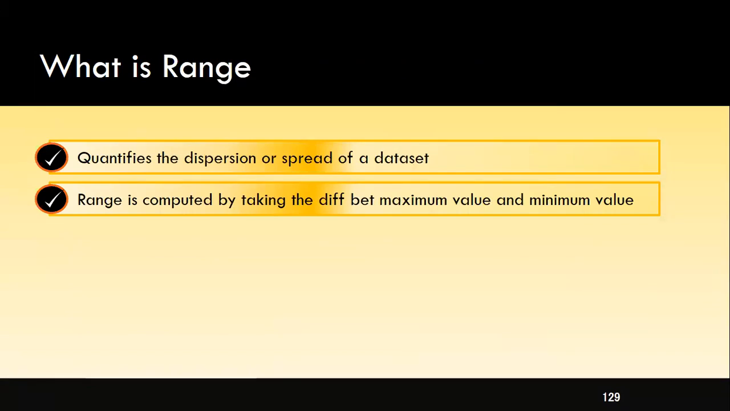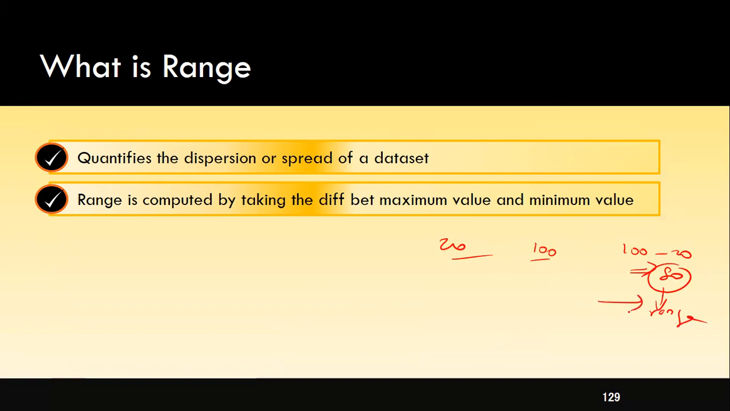We can compute the range by taking the difference between the maximum and the minimum value. That is your range. The formula is very simple here. For example, in my data set, the minimum value is 20 and the maximum value is 100. If I subtract 20 from 100, what you get is 80. This is your range.